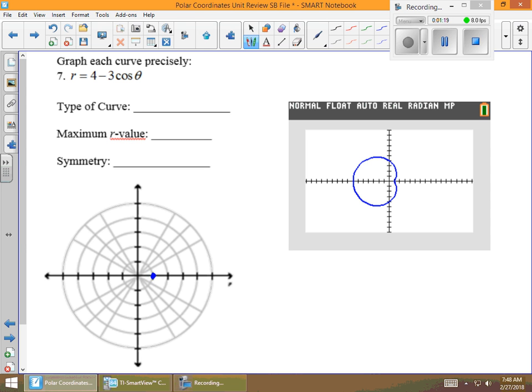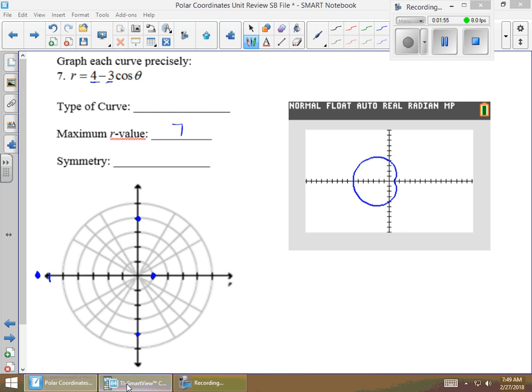The other point that I can see really nicely, 1, 2, 3, 4 up. So at pi over 2, my R value is 4. And same thing at 3 pi over 2. Oh, and on my key, I scaled this at 2 since my maximum R value here is 4 plus 3, which is 7. The way I have this goes out 5, so 6 would be here and 7 would be here. So that would be another point.